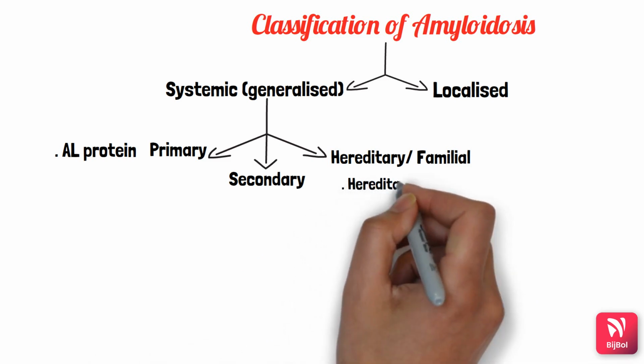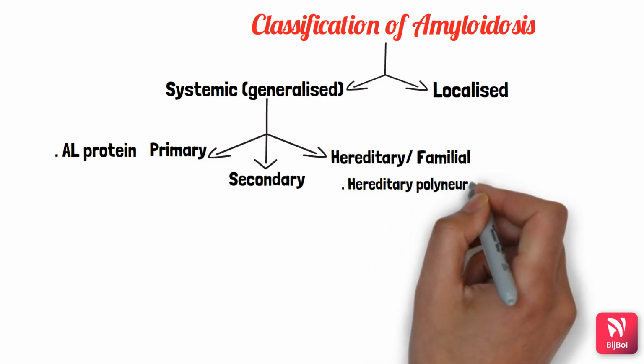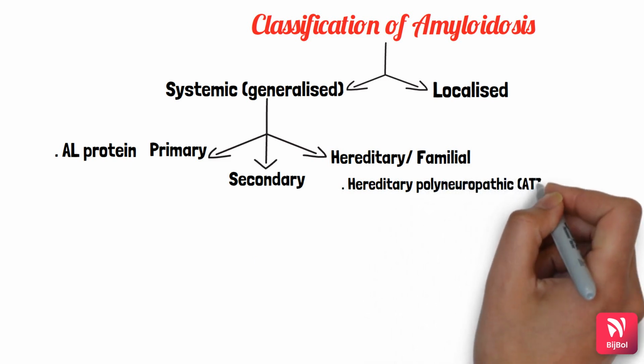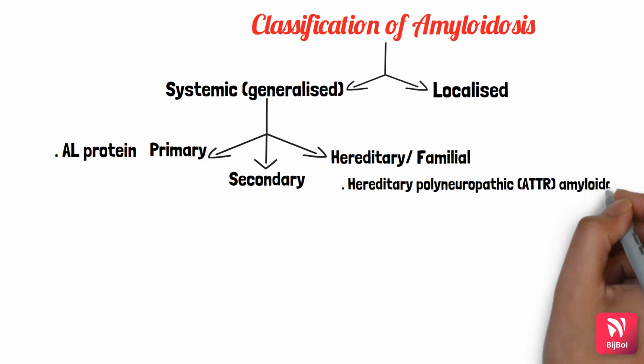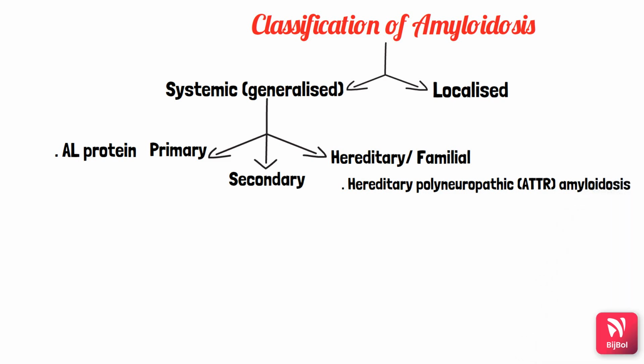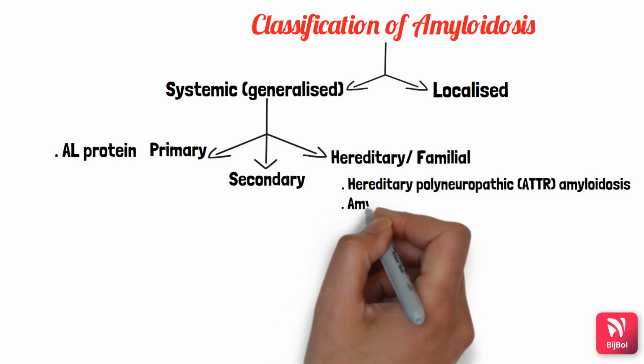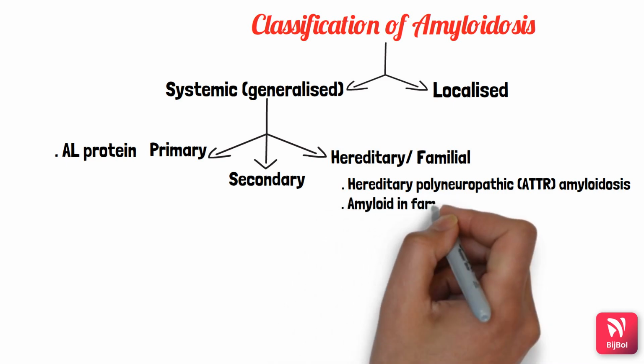The name itself says hereditary. So these are genetically determined amyloidosis, wherein the first one is hereditary polyneuropathic amyloidosis. We have discussed this before, and transthyretin is deposited in familial polyneuropathy. Here amyloid is deposited in peripheral and autonomic nerves, resulting in muscular weakness, pain, and paresthesia. The type of protein deposited is transthyretin.